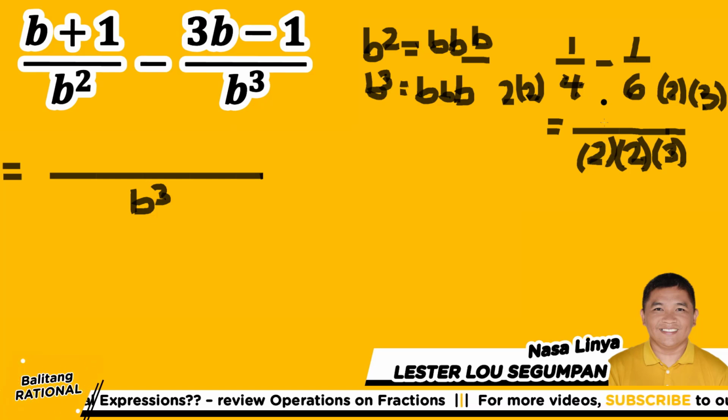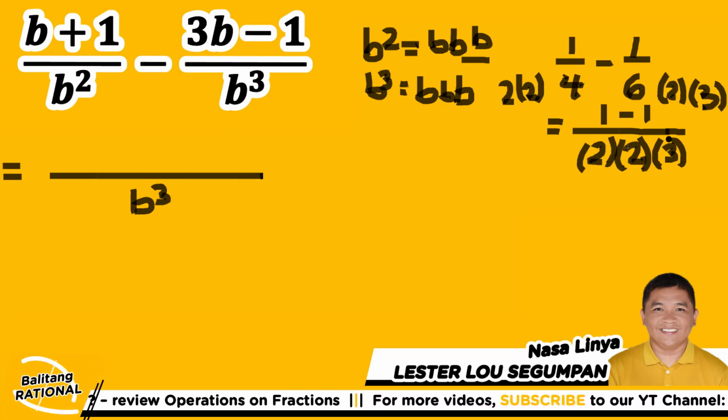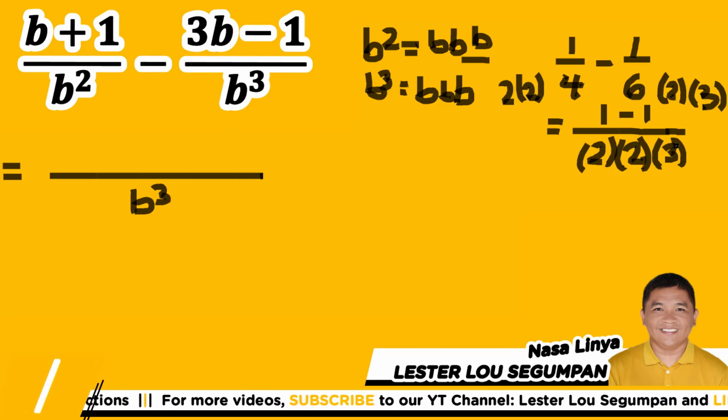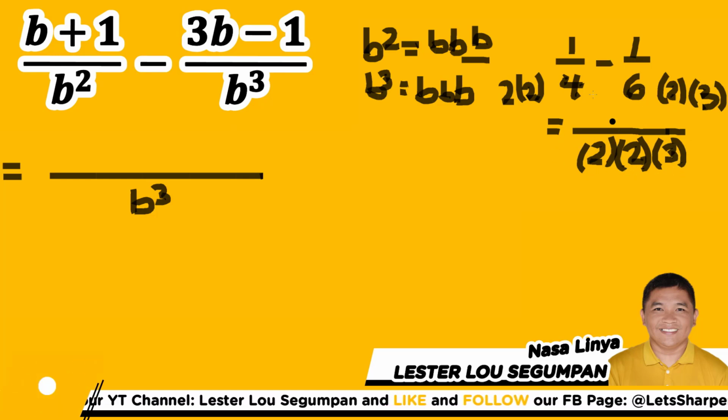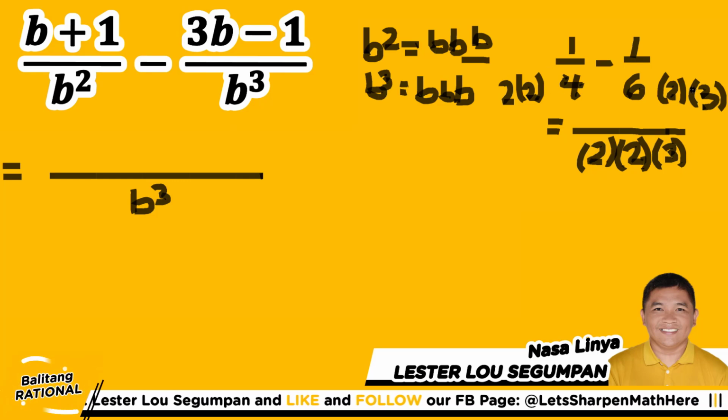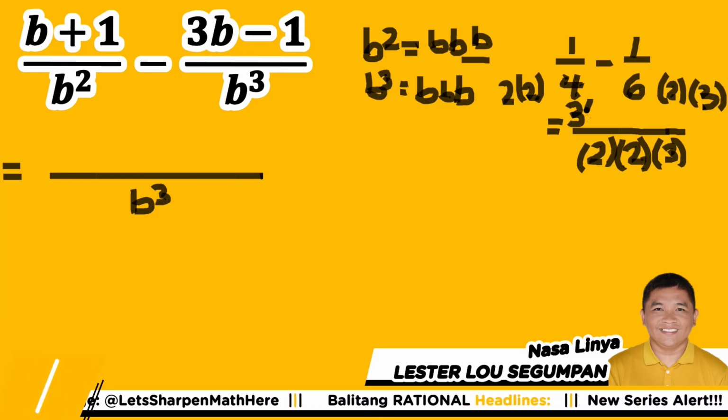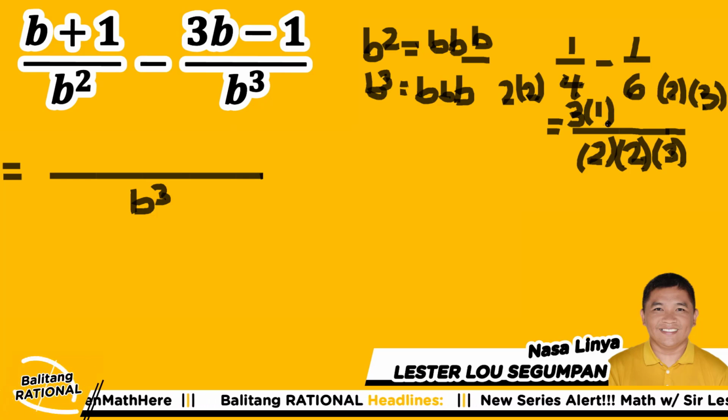Hindi po pwedeng 1 minus 1 pa rin po, kahit na may LCD kayo. Kasi mangyayari nito, it will still be 0. Yung gagawin natin is ito po. Yung ating least common denominator, let's divide it by 4. Yung kada denominator natin. So when we have 12, because this is 12, divide by 4, that's 3. That should be the multiplier of the original numerator of 4.